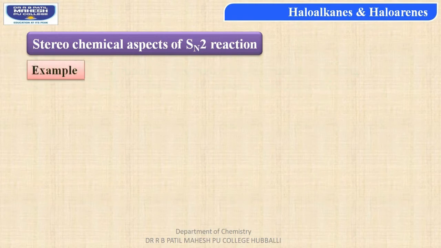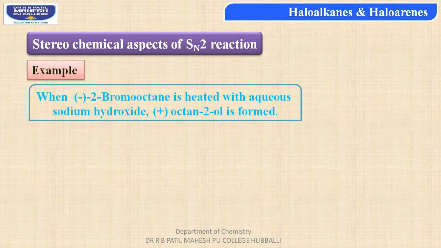Let us consider an example: when (-)-2-bromo-octane molecule is heated with aqueous sodium hydroxide solution, then students, we get (+)-octan-2-ol.